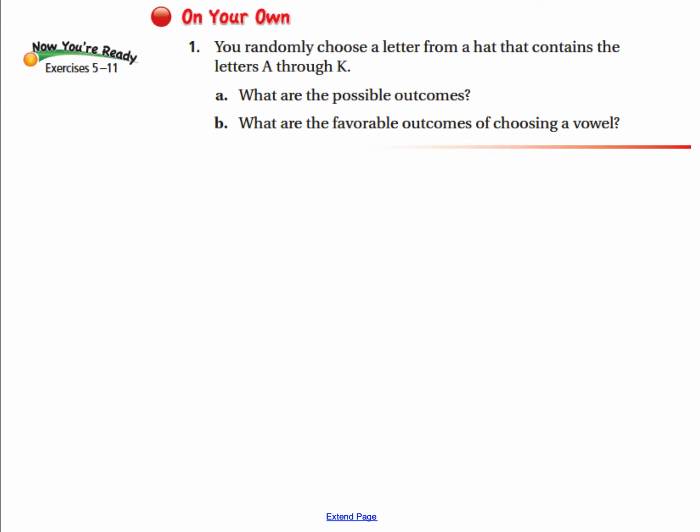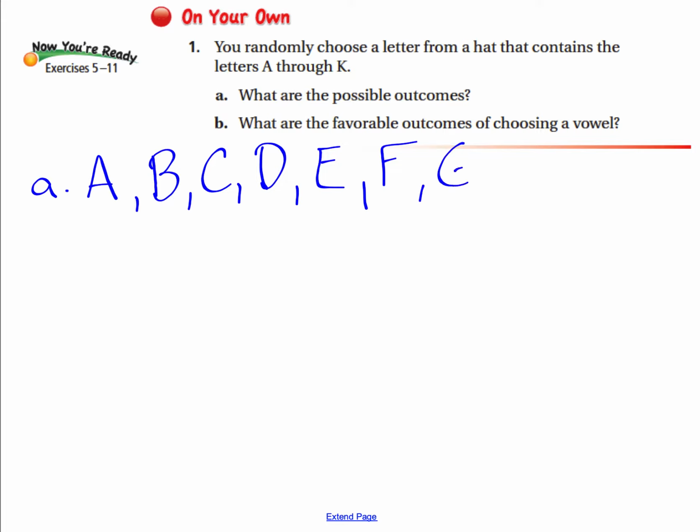Okay, let's look at another example. You randomly choose a letter from a hat that contains the letters A through K. What are the possible outcomes? All right, so it says it has the letters A through K. So the possible outcomes would include every letter from A through K. So it could be A, B, C, D, E, F, G, H, I, J, or K.